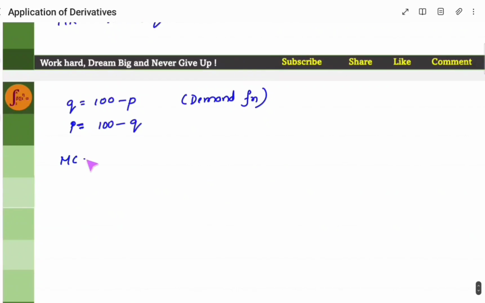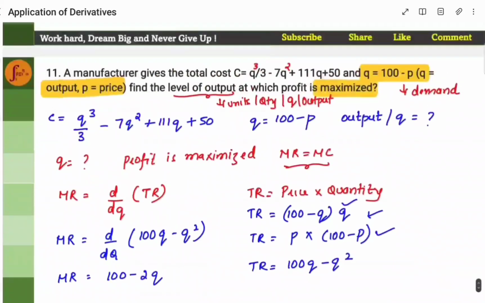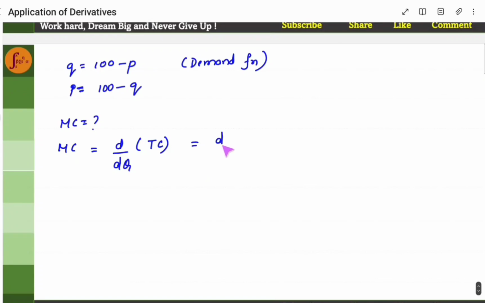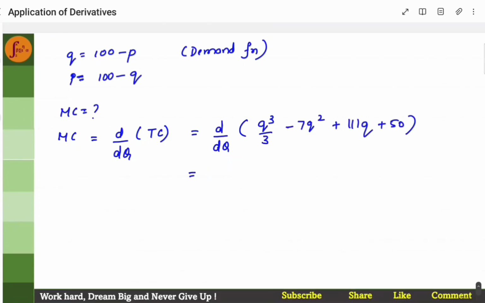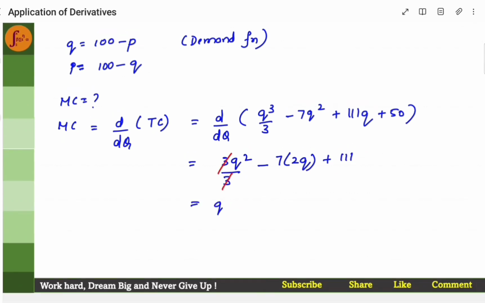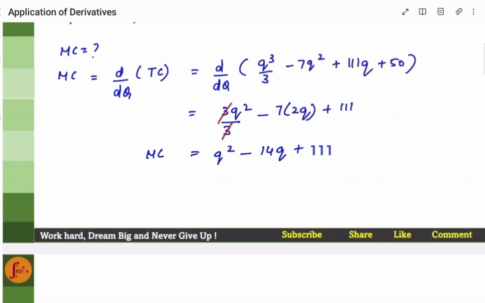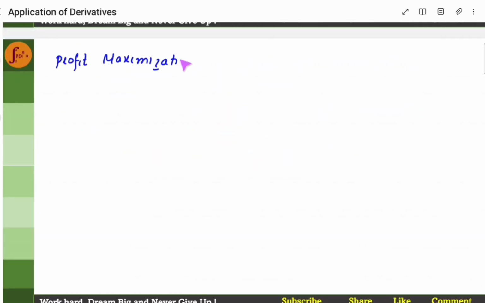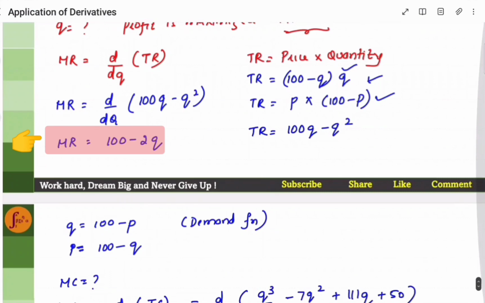Now we'll have to find marginal cost, right? How do we find marginal cost? Marginal cost is the differentiation of total cost. Do we have a cost function? Yes, this is the cost function. So let's differentiate the cost function. If I differentiate this, I'll get 3Q square by 3 minus 7 into 2Q plus 111. So I'll get Q square minus 14Q plus 111. This is the marginal cost function. Now for profit maximization, the rule is marginal revenue should be equal to marginal cost. Here's the marginal revenue that we found earlier.